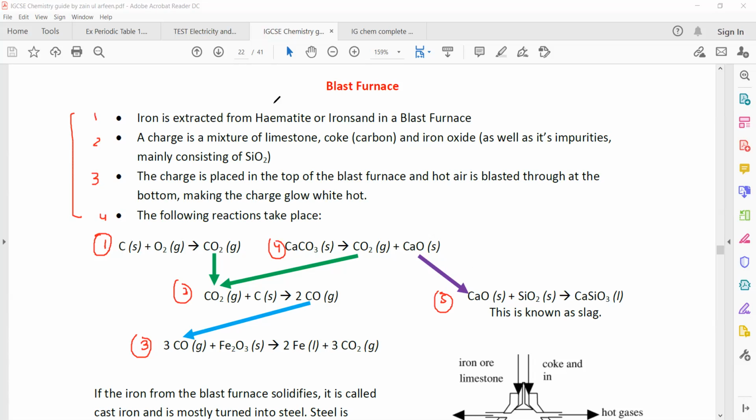Actually the charge is a mixture of limestone. Why do we need limestone? Because the limestone, calcium carbonate, will decompose into calcium oxide plus carbon dioxide. So this calcium oxide can neutralize the silicon oxide and make a slag. That's why we need limestone.